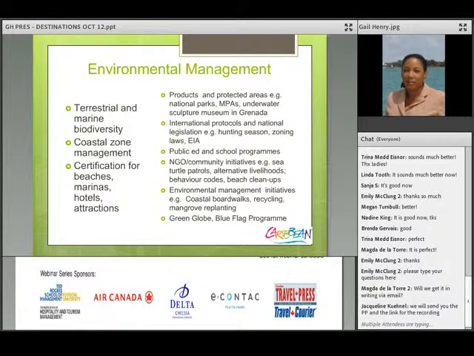Some other environmental initiatives that we see throughout the Caribbean involve the coastline. For instance, the coastal boardwalks that were developed in Barbados. These coastal boardwalks are not just for aesthetic purposes, but really to protect the coastline from coastal erosion. And there are a number of other initiatives in terms of things like mangrove replanting, recycling initiatives, etc.